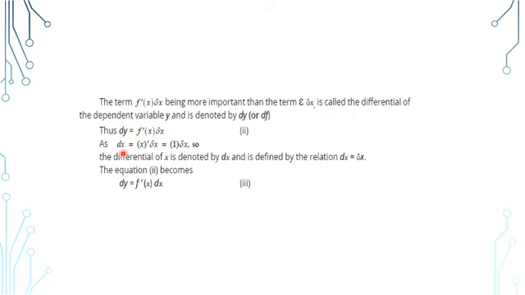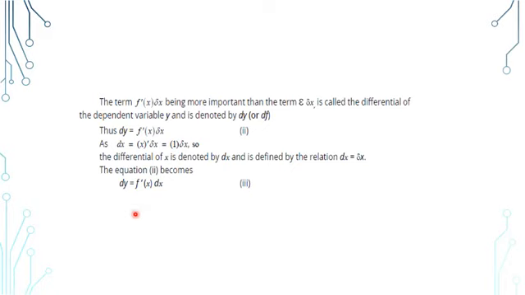Now assume that we have differential of x. Differential of x means the derivative of x with del x, and the derivative of x is 1. So dx is equal to delta x. So dy is equal to f dash of x delta x can be written as dy is equal to f dash of x dx, which means that whenever we take the differential, we have the derivative with dx.